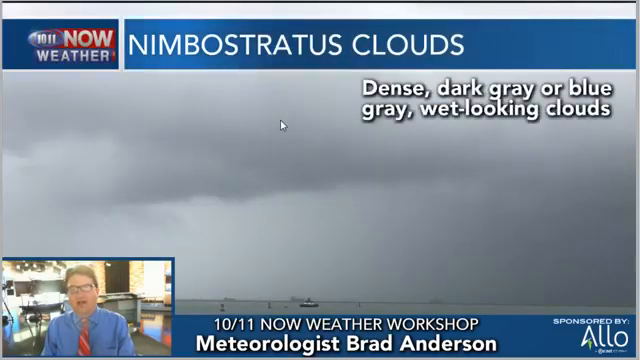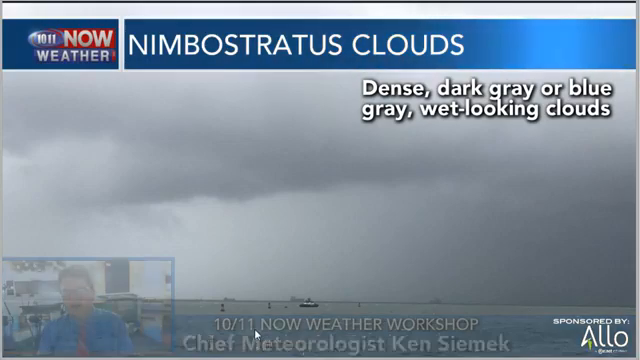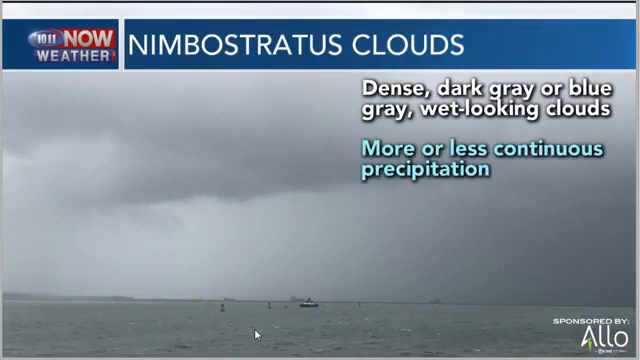All right, we'll move on now to the nimbostratus clouds. This is more of the precipitation maker. They're dense, dark gray, kind of bluish, very wet-looking clouds. You certainly see continuous, steadier precipitation from these clouds, whether it be rain or snow.